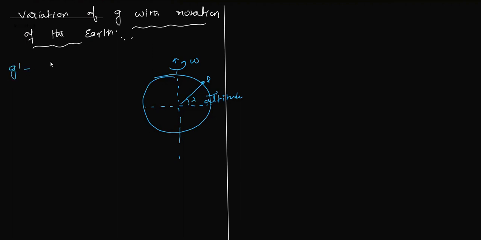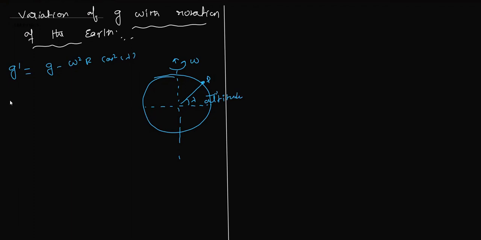Now, what is the equation? Derivation is not required for this; nowhere will they ask it for boards. g dash equals g minus omega square R cos square lambda. Lambda is nothing but the angle between the line to the point where you are finding g and the equatorial plane.